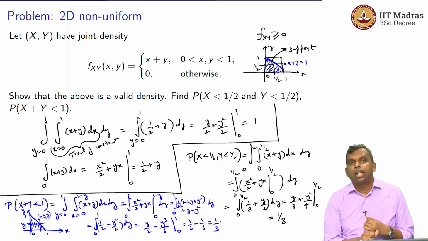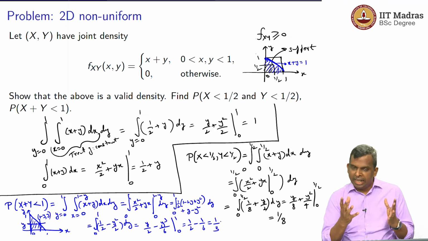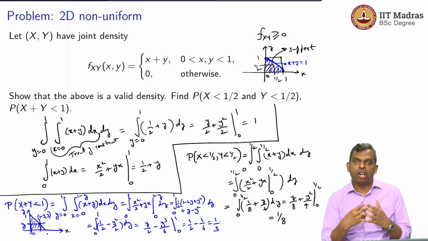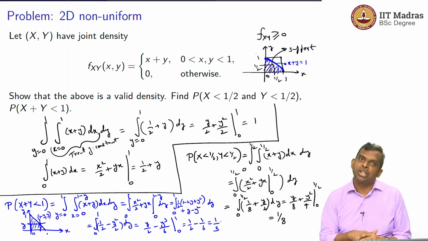Important skill. Equally important is, given data, given a 2D histogram, how to think of where the support may be and what kind of continuous distribution fits it. That's also a very useful skill to develop.